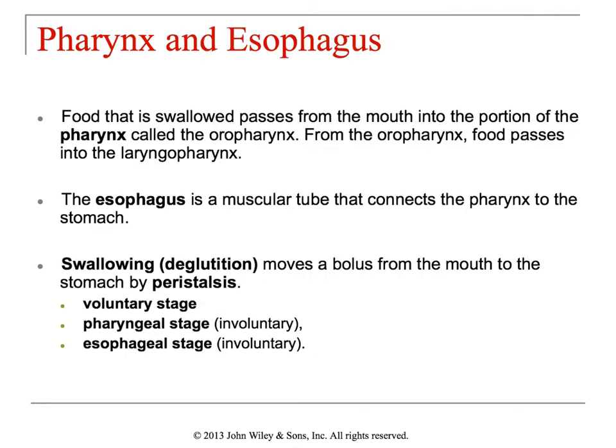Now, if we start in the mouth and we chew the food up, we form this thing called a bolus. The bolus is going to pass into the pharynx, and it starts at the oropharynx. It's going to go to the laryngopharynx, and then from the laryngopharynx, it's going to go to the esophagus. The esophagus is going to connect the pharynx to the stomach.